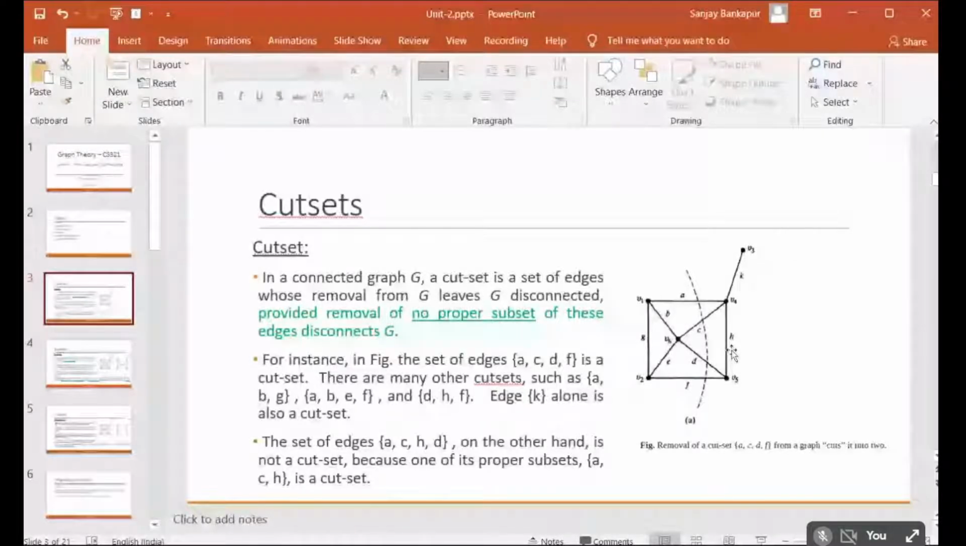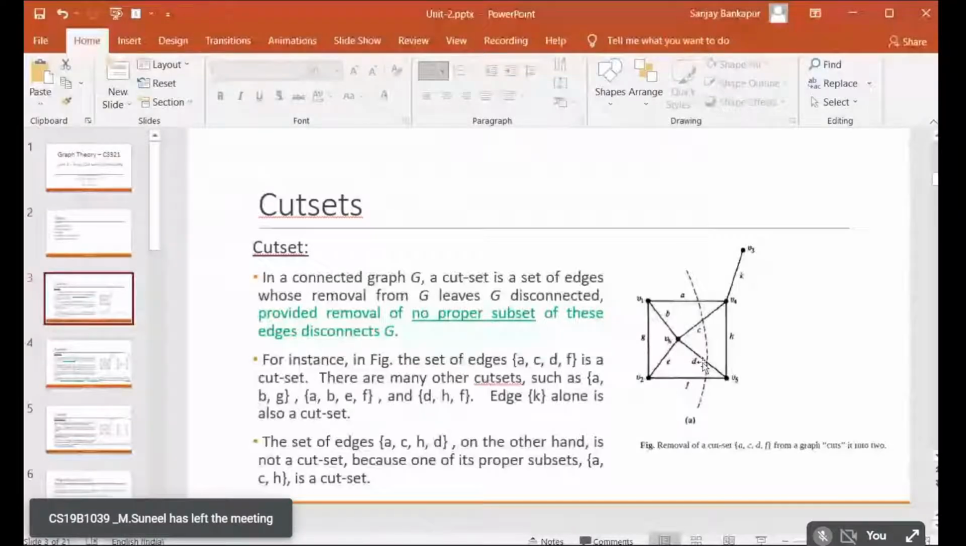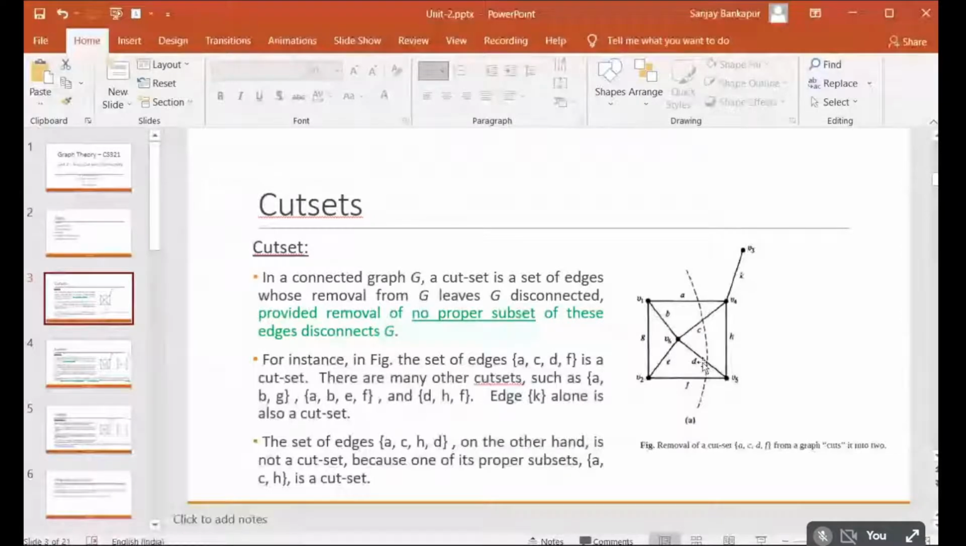ACHD is a superset, having an extra edge D. Even after removal of D, the graph is, earlier on removal of A, C, and H, the graph got disconnected. So ACH is a cut set, a proper subset. But adding an extra edge to that subset doesn't make it a cut set. So the set of edges ACHD, on the other hand, is not a cut set because one of its proper subsets, ACH, is a cut set.